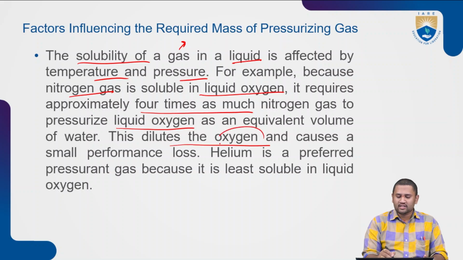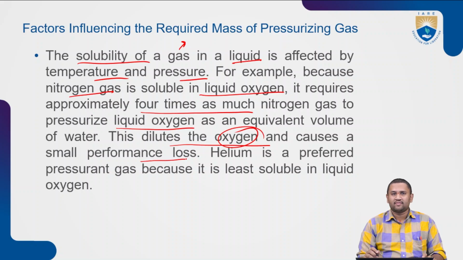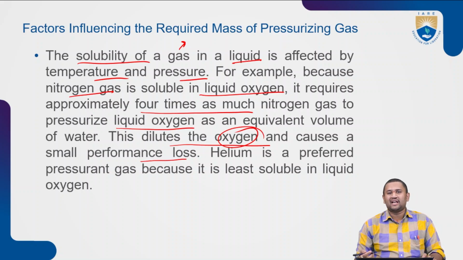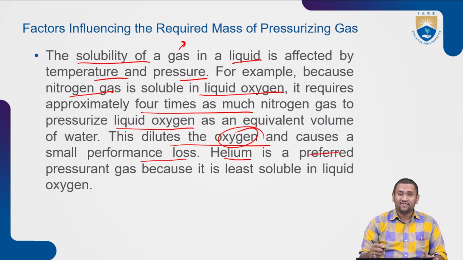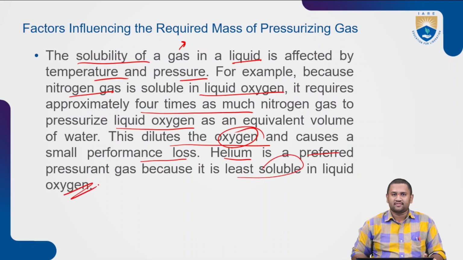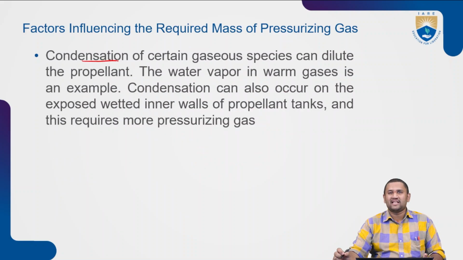This dilutes the oxygen, particularly the liquid oxygen, and causes a small performance loss because nitrogen tends to burn at higher temperature compared to your oxygen. But if you are using helium in case of the nitrogen, which is a preferred gas because it is least soluble in case of liquid oxygen. Next, we will be going for the condensation.